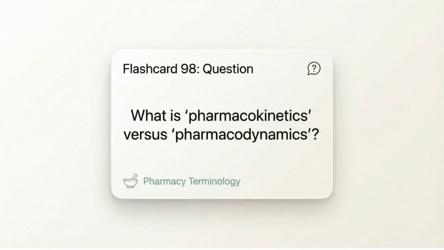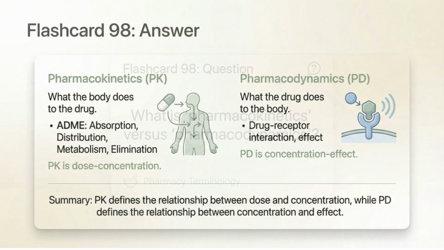Flashcard 98 question, what is pharmacokinetics versus pharmacodynamics? Pharmacokinetics, or PK, is what the body does to the drug, including ADME: absorption, distribution, metabolism, and elimination. Pharmacodynamics, or PD, is what the drug does to the body, focusing on drug receptor interaction and effect.